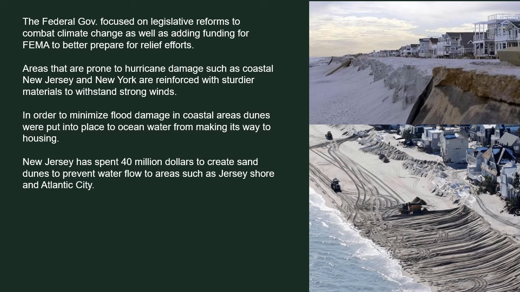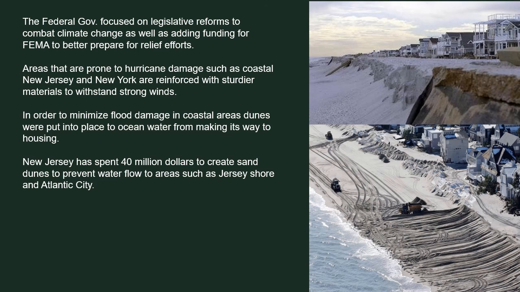In terms of preventing future disasters, the federal government focused on legislative reforms to combat climate change, as well as adding funding for FEMA to prepare for potential relief efforts. Areas that are prone to hurricane damage, such as coastal New Jersey and New York, are reinforced with sturdy materials to withstand strong winds. In order to minimize flood damage in coastal areas, dunes were put in place so that ocean water could collect and wouldn't seep into the cities.